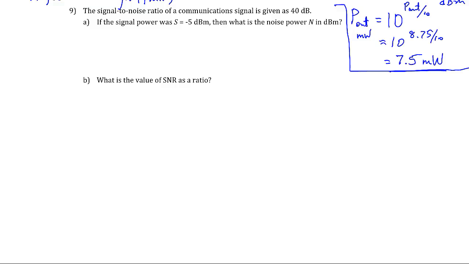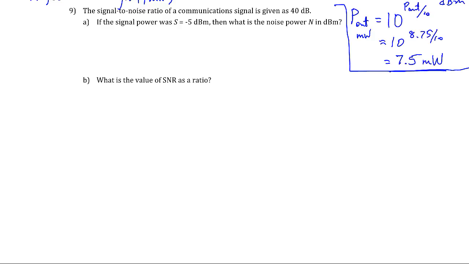Okay, in this video I'm going to do a signal-to-noise ratio problem. It gives us the SNR value in decibel units. It gives us the signal value in dBm, and it asks for the noise in dBm. Then it asks for the signal and noise, the SNR, as a ratio rather than a decibel quantity. And these calculations are straightforward.